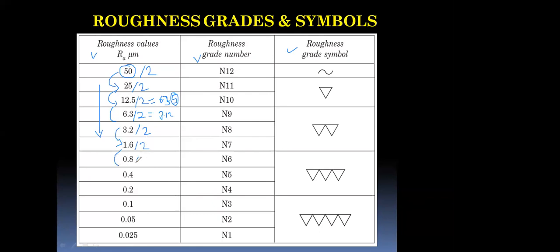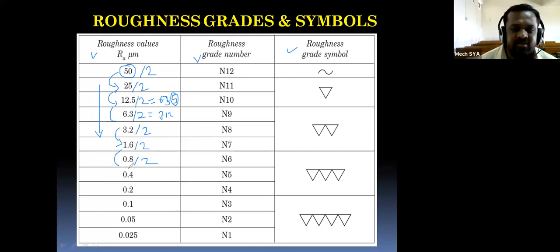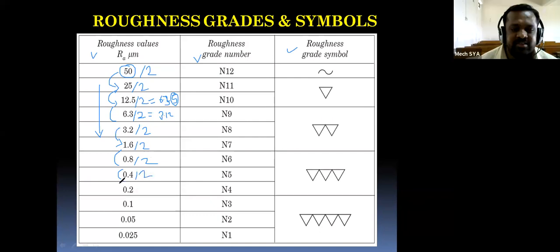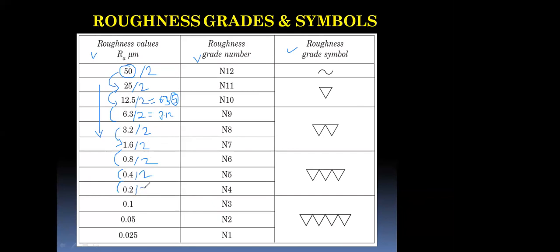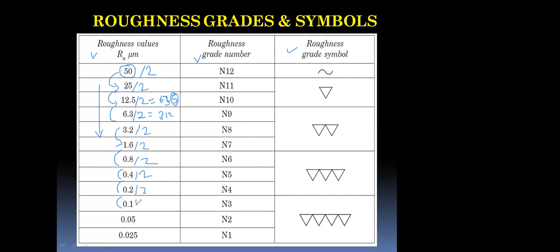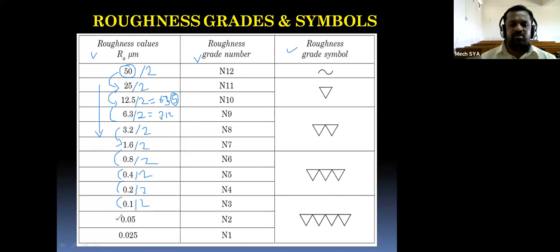Again, we have to divide 0.8 by 2. What is the answer? 0.4. Again, divide 0.4 by 2. What is the answer? 0.2. Again, divide 0.2 by 2. What is the answer? 0.1. Again, divide by 2. Then the answer will be 0.05. And then we divide it by 2. It will be 0.025.